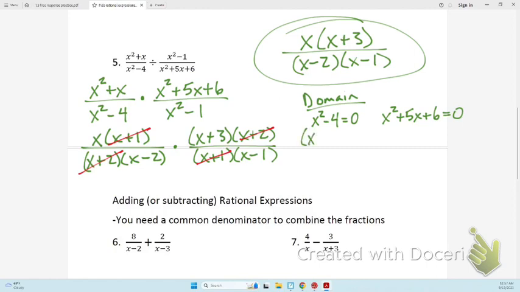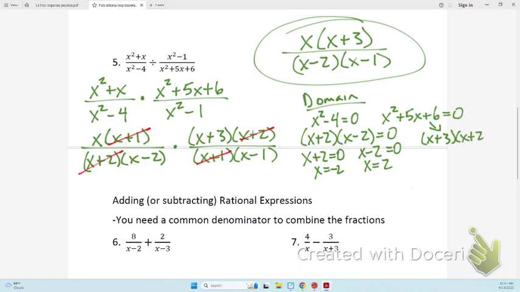So first off, we already factored this, so we already know this. And we know that x cannot equal negative 2 or positive 2. For this one, we know x plus 3, x plus 2. So we know x cannot be negative 3. We already did this one over there on the left, but I'll finish it.